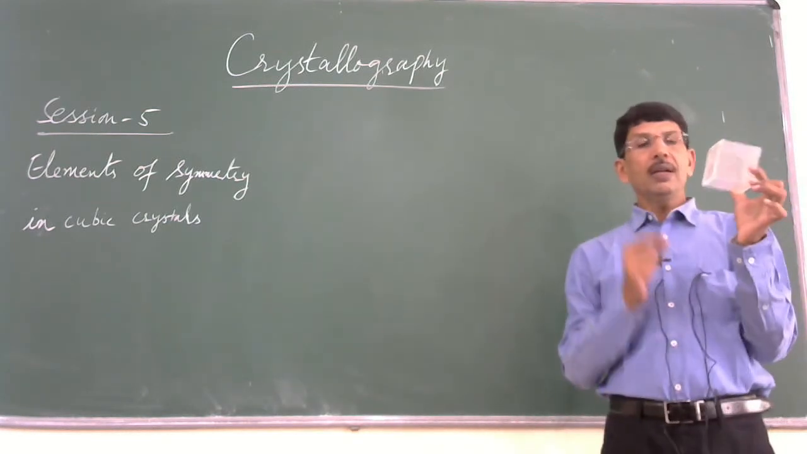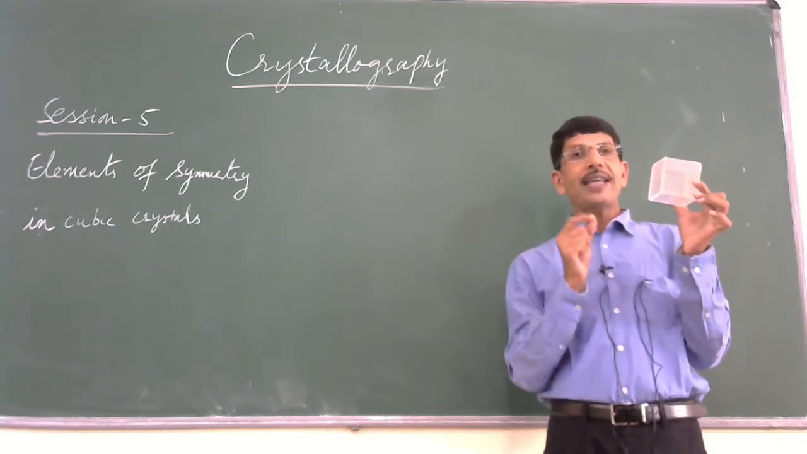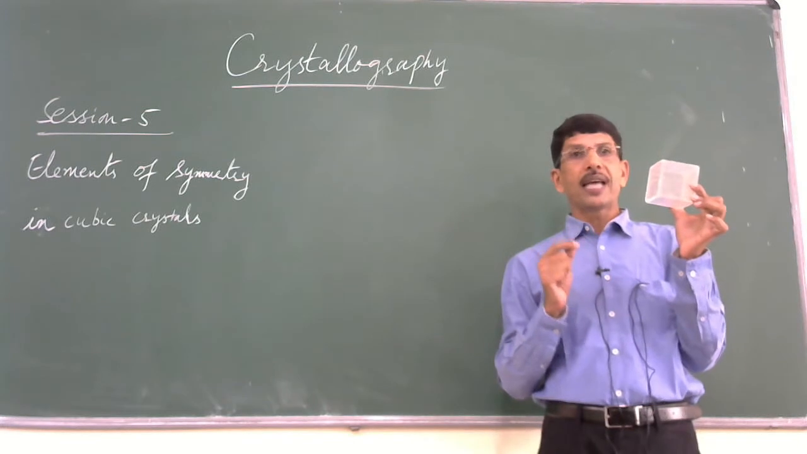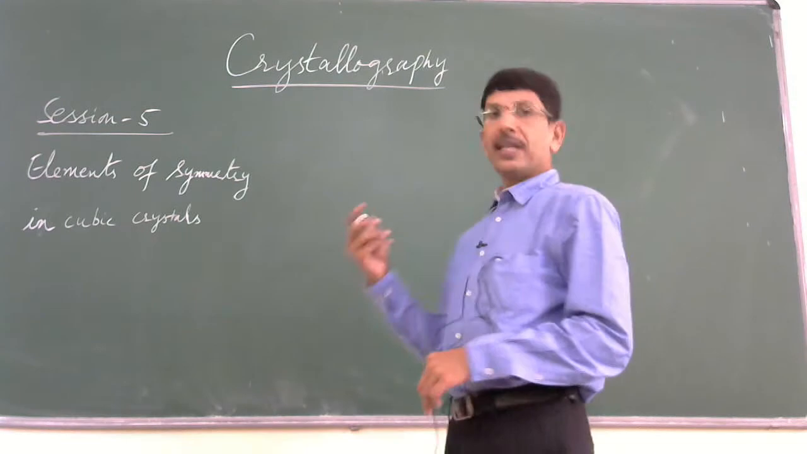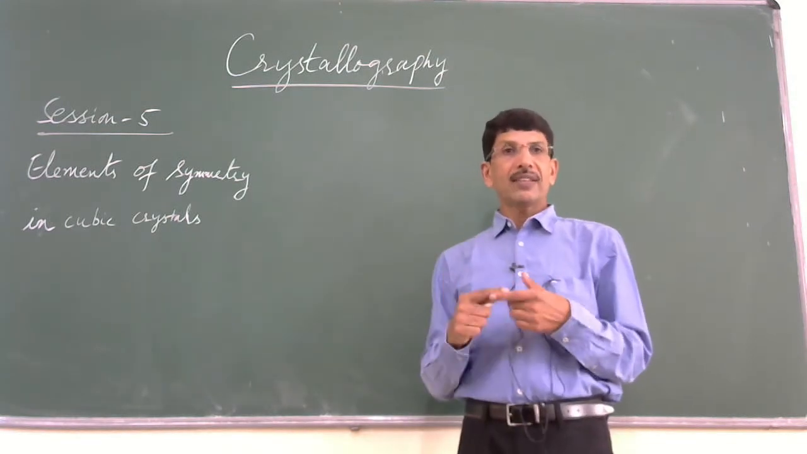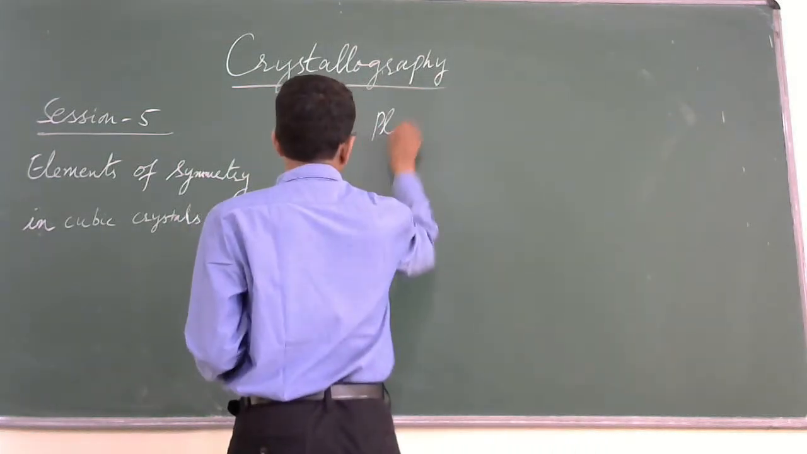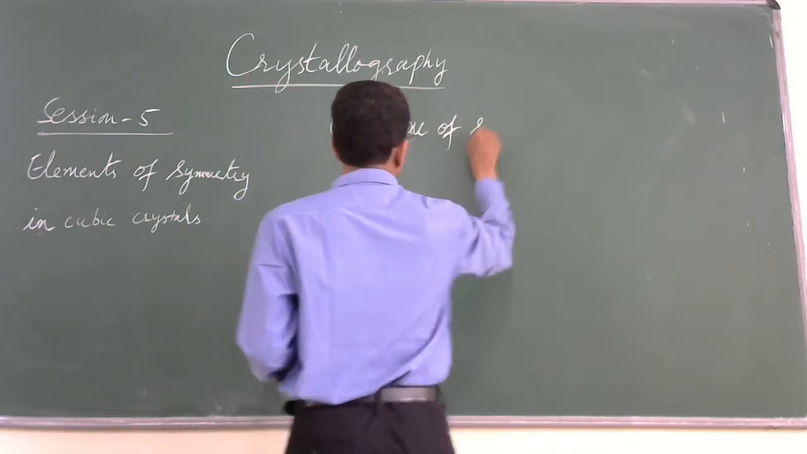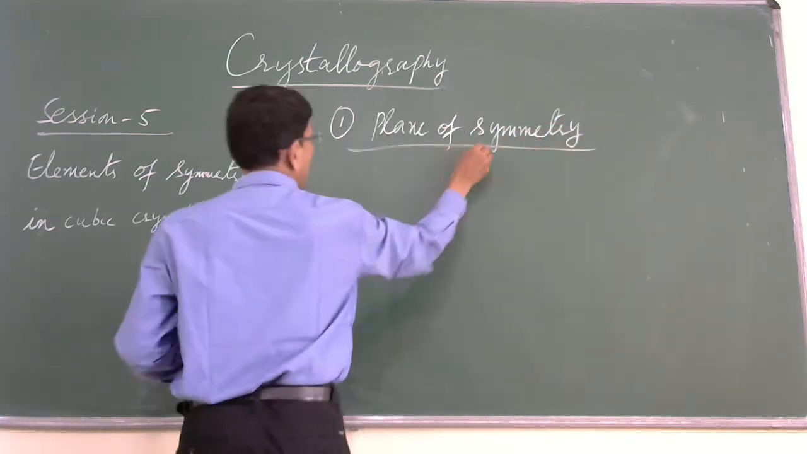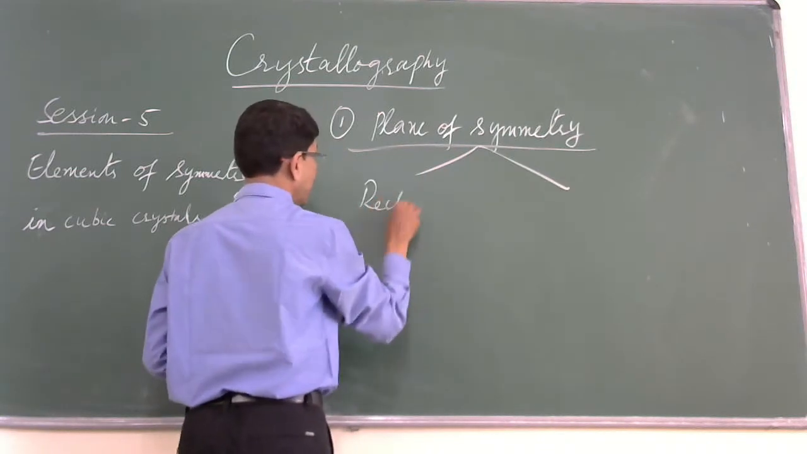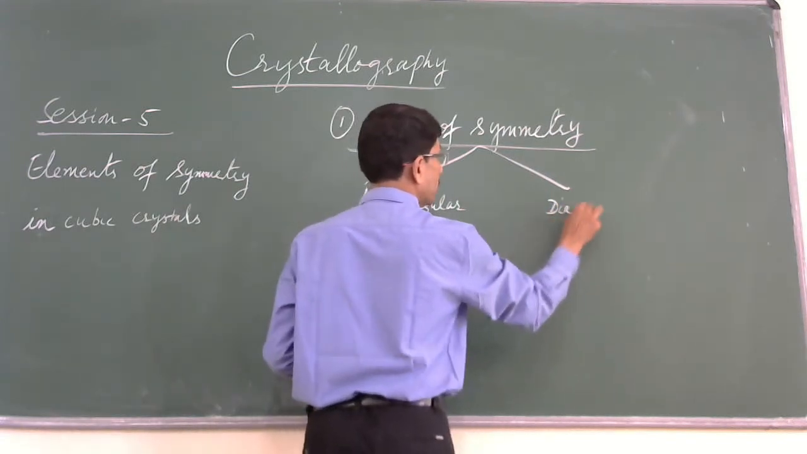So in a cubic crystal, all the three sides, namely A, B, C, are equal to one another, and all the three interfacial angles, namely alpha, beta, and gamma, are also equal to one another. So today, let us see how many planes of symmetry and how many axes of symmetry are present in a cubic crystal. When we consider plane of symmetry, under this we have rectangular planes and the diagonal plane of symmetry.